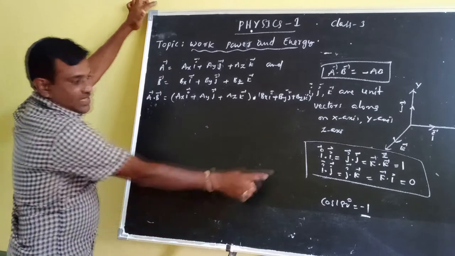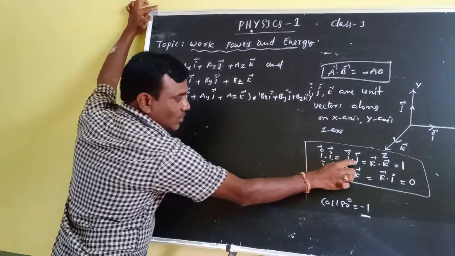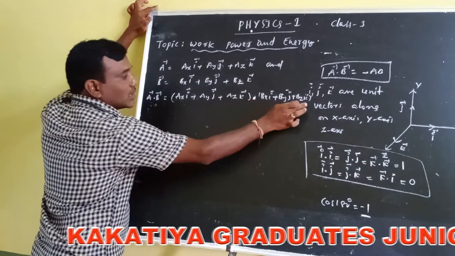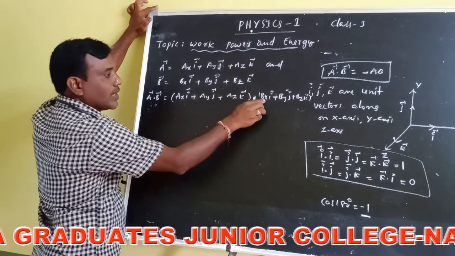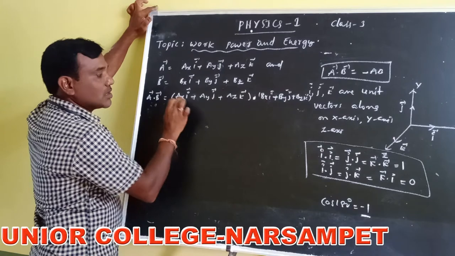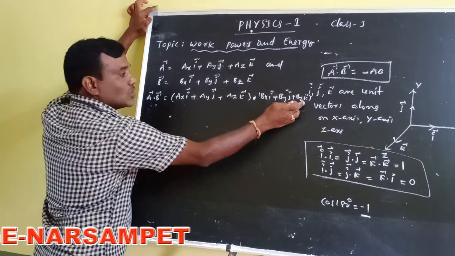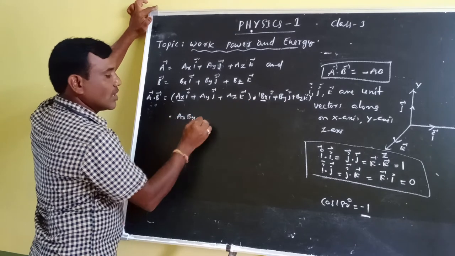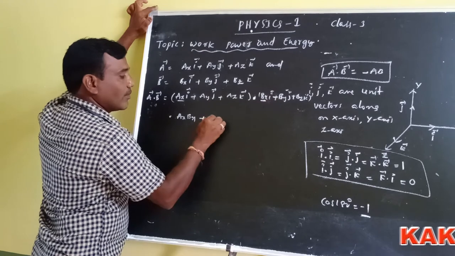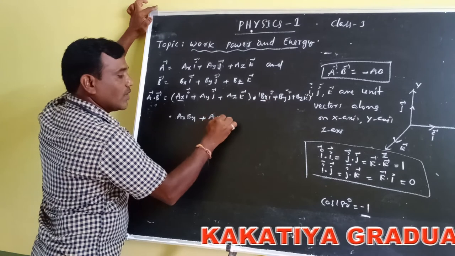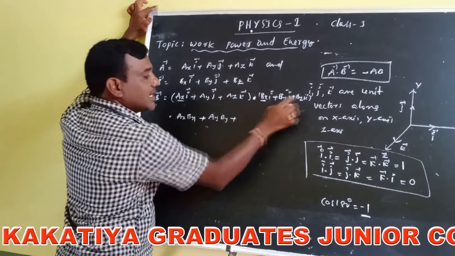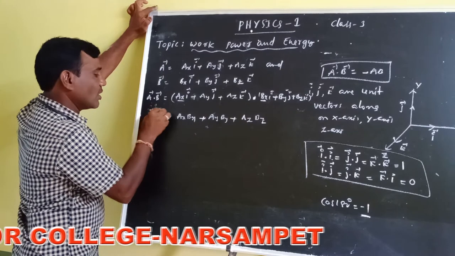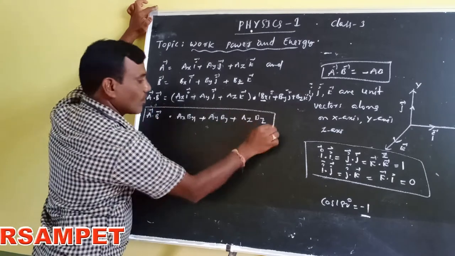Now from this statement, i dot i, j dot j, k dot k are each equal to 1. AX i dot BX i is equal to 1. Similarly, i dot j is equal to 0. Finally, we get AX BX plus AY BY plus AZ BZ. This is A vector dot B vector. This is the formula.